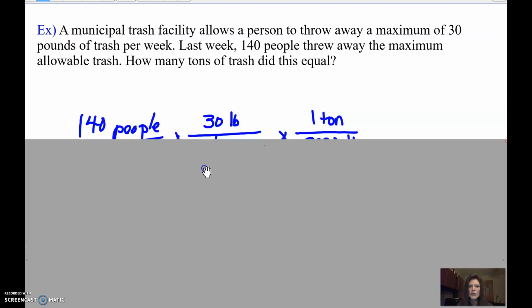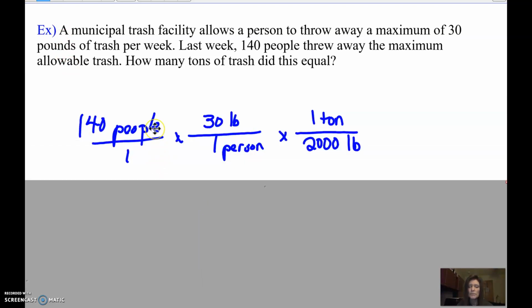Okay, so I'm going to start out with 140 people. That's what I was told. So 140 people over 1. What's something I know? I know that one thing is that 30 pounds are allowed per person. So I put the 30 pounds over the 1 person. Now, person cancels people. Okay, we're not going to get into the fact that they're not the same number. It's like 1 versus multitudes, but that doesn't matter, right? So it's persons, people, cancel.